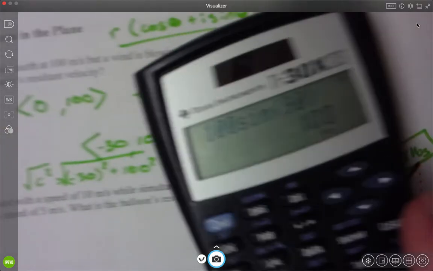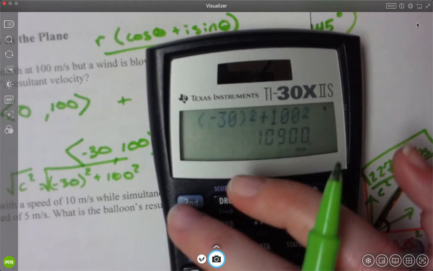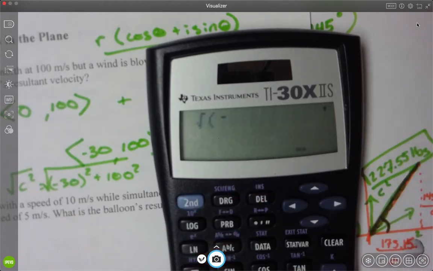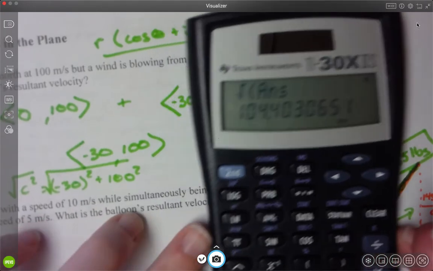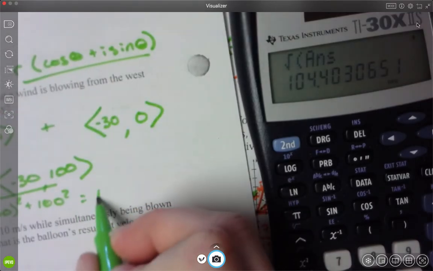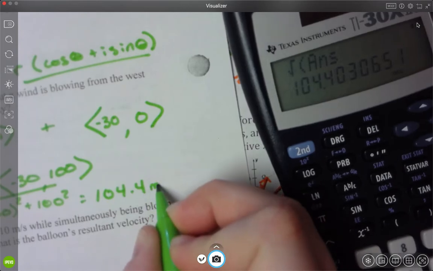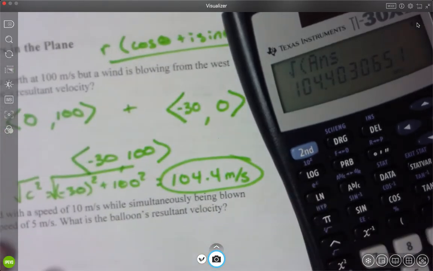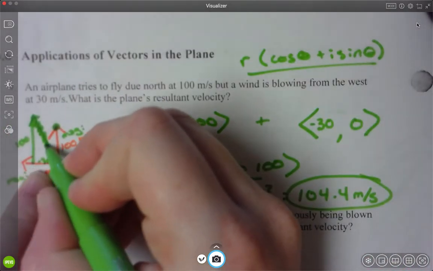Okay. So negative 30 squared plus 100 squared, and I'm going to take the square root of that answer. 104.4. Yep, I bet that's about right. So 104.4, and that is meters per second. That's going to be the velocity that I'm traveling in this way.